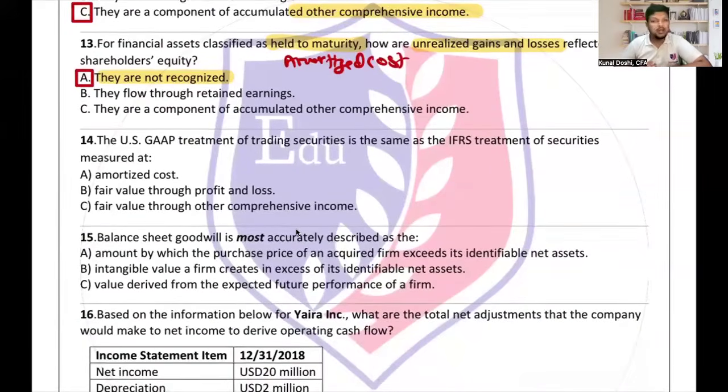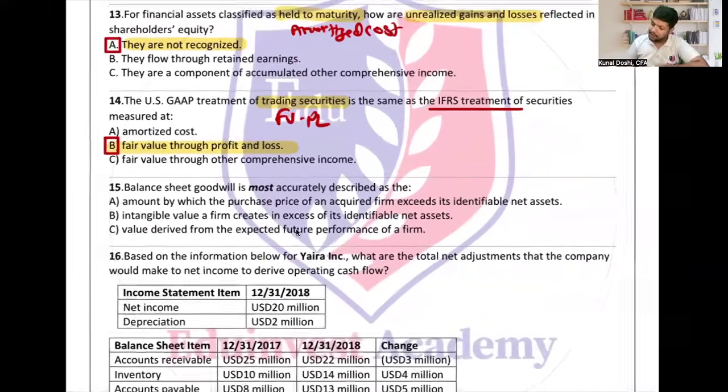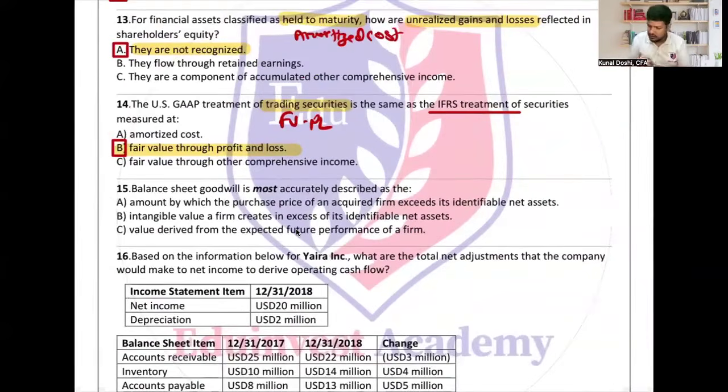Okay, now when I look at question number 14, I want you to tell me the name. The US GAAP treatment of trading securities. What is trading securities in IFRS called? Is it FVOCI or FVPL? FVPL. Correct. It is the same as the IFRS treatment of fair value through profit loss. Many students ask me, sir, are these types of questions asked? Yes. Okay. Got it. These are all from the balance sheet topic.